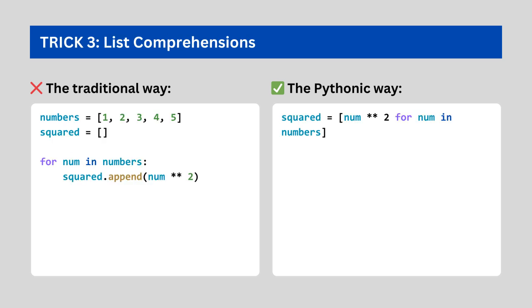Trick 3. List comprehensions. Iterating through a list to modify its elements is a common task, and many beginners use a standard for loop. However, Python offers list comprehensions, a powerful technique that allows you to transform lists in a single, readable line. This approach is not just about saving space, it also makes your code faster and more efficient.